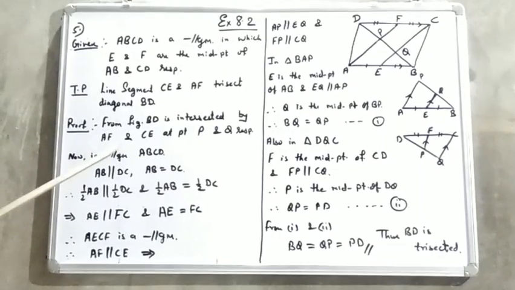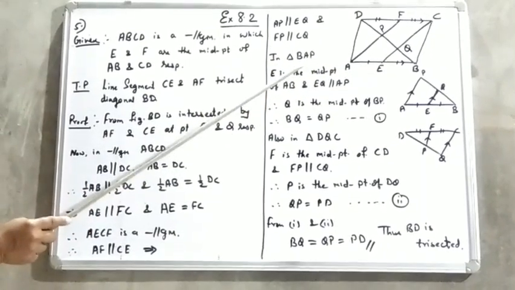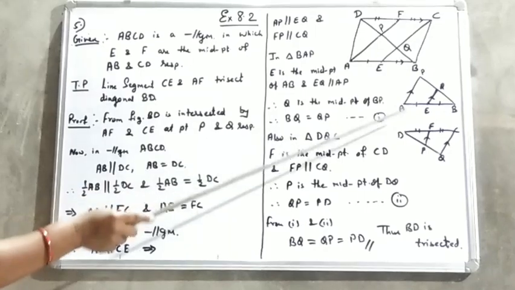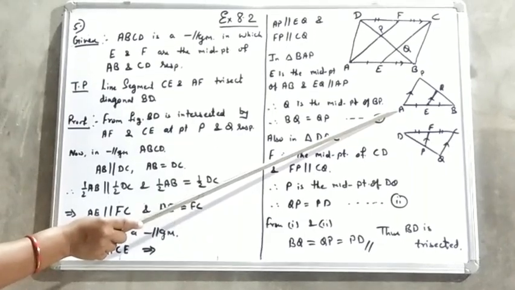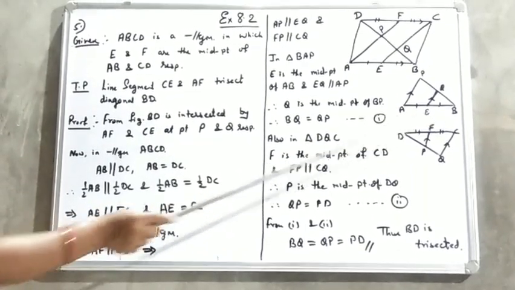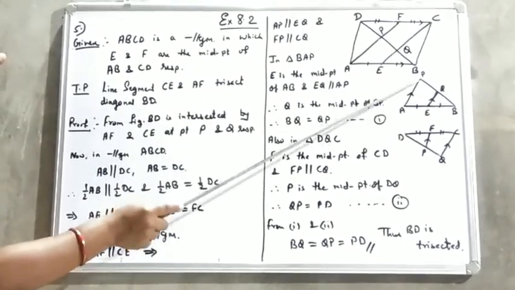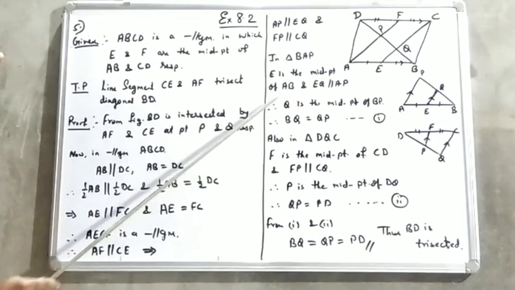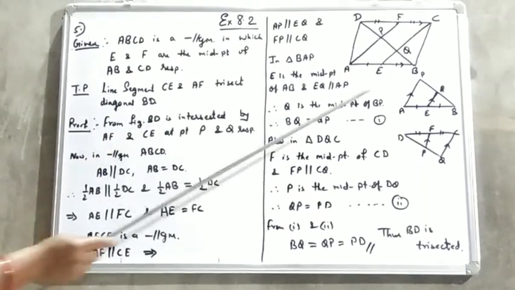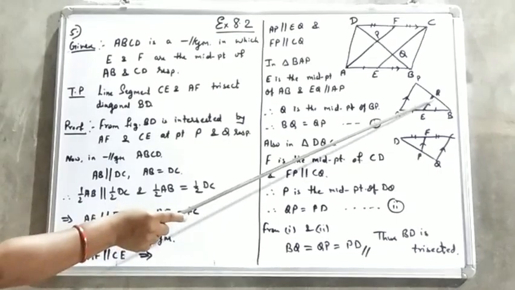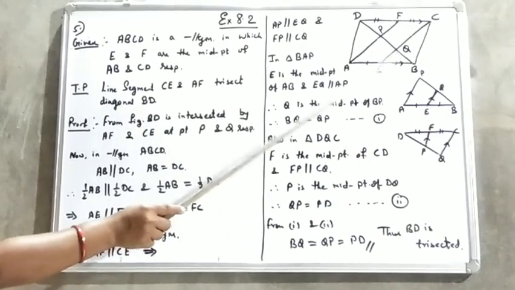Now, after showing that both sides are parallel, let us consider triangle BAP, which I have drawn separately also. From the triangle, you can clearly see E is the midpoint of AB, which is given. And we have just proved EQ is parallel to AP. So E is the midpoint of AB and EQ is parallel to AP. This is the statement of the midpoint theorem. So we can say, by the converse of the midpoint theorem, that Q is the midpoint of BP.